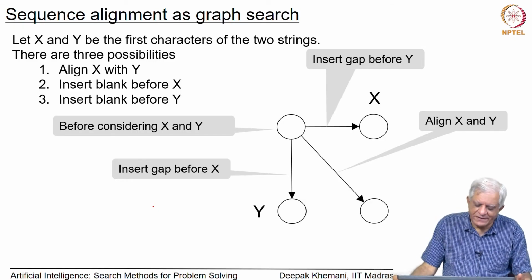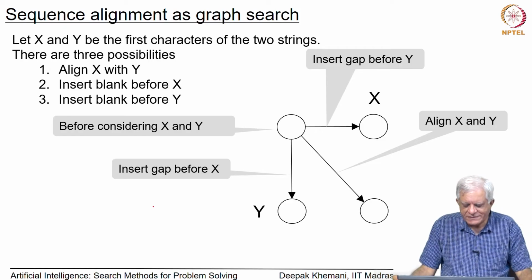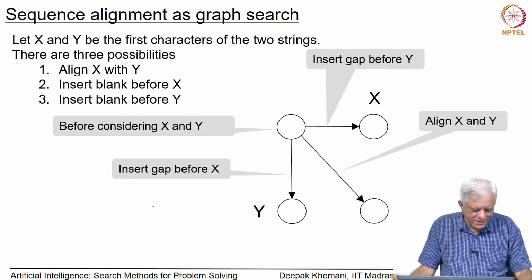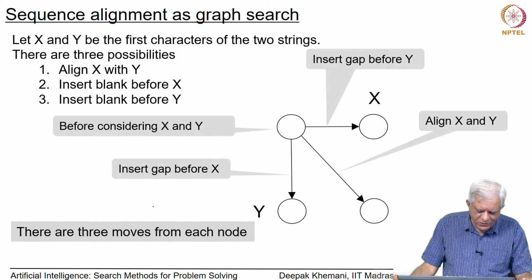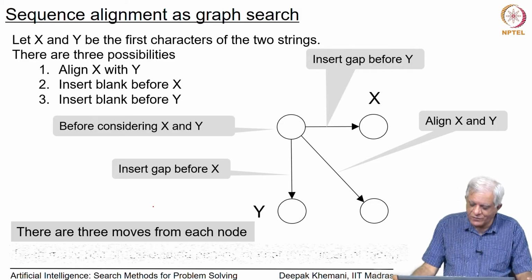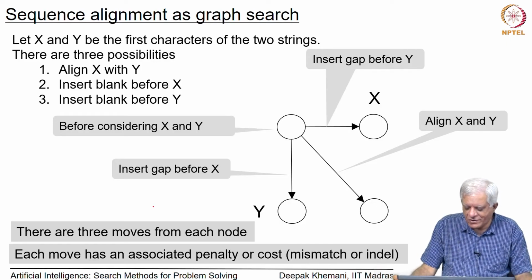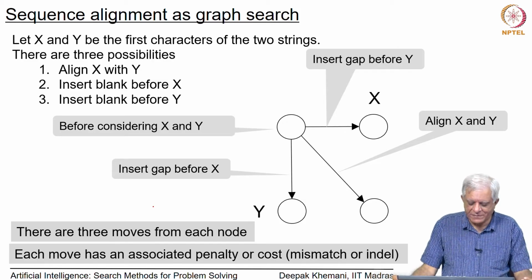So, you can see that essentially there are only these three things that you can do with every character that you encounter as you process the two strings from left to right. The first character is x in the first string and y in the second string. So, for each node in the graph that we are generating, there are three moves possible. Either you insert a gap in the top string or in the bottom string, or you align the two characters together, and each move has an associated penalty or cost, which is due to the mismatch or due to the insertion of a gap or not.